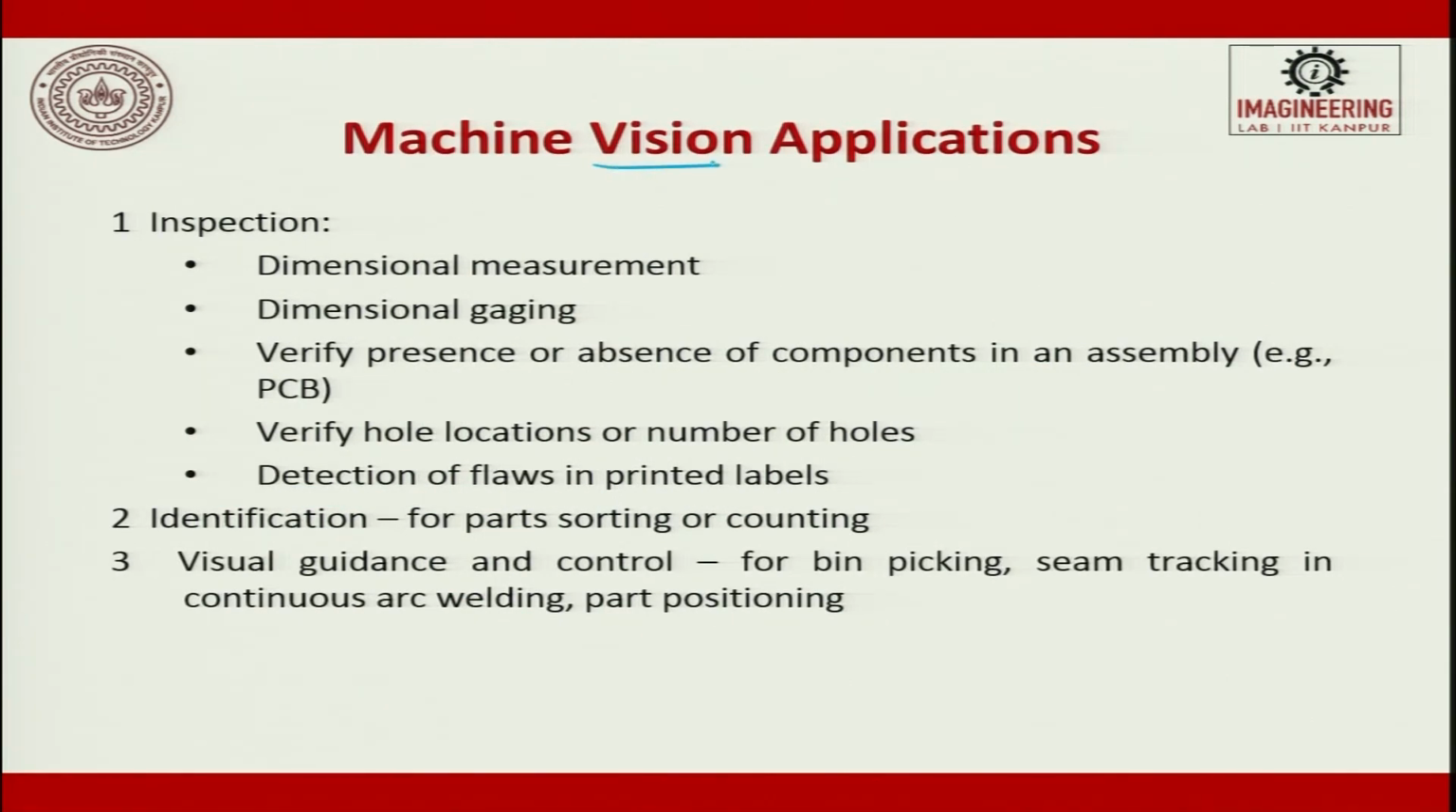So, machine vision applications: it is used for measuring dimensions, for gauging, for checking the presence or absence of electronic components on a PCB, verifying the hole location and number of holes, and detection of flaws in printed labels. Identification for parts sorting and counting can be done. Then visual guidance and control for bin picking, seam tracking in continuous arc welding, and part positioning. All these things are done today by machine vision applications. Exhaustively it is used in quality control.